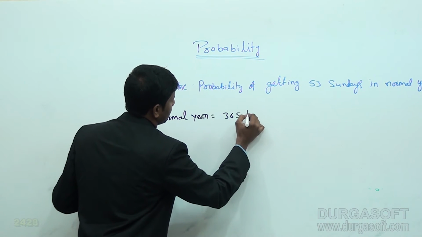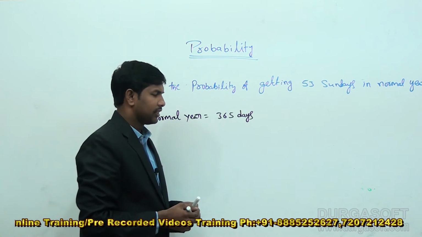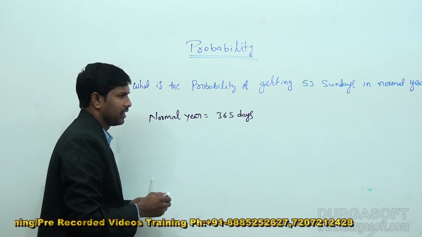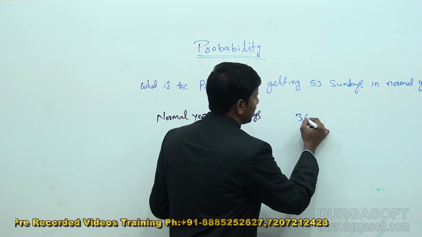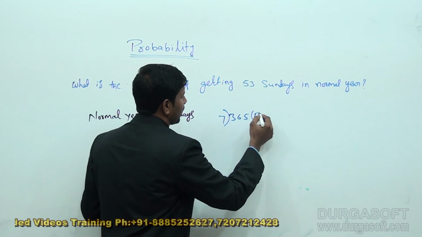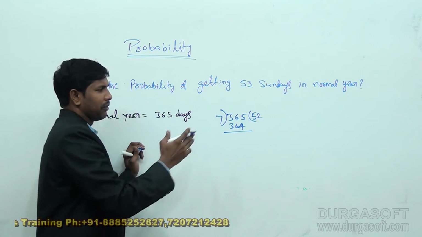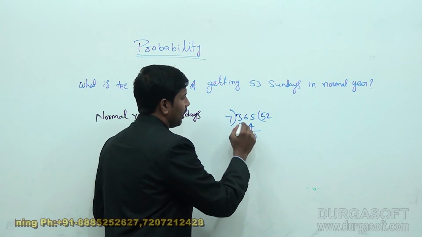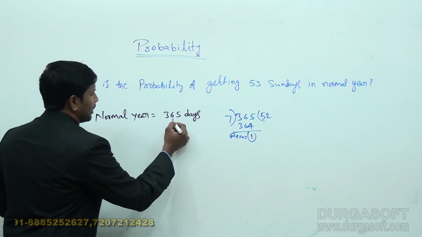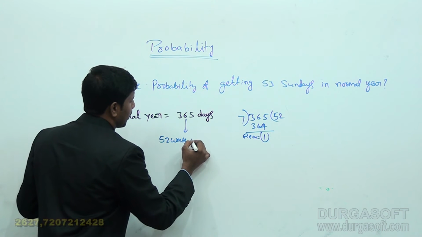having 365 days. So out of 365 days, how many Sundays can we generally expect? Now, the number of weeks: if you take 365 and consider the number of weeks, a week is nothing but 7 days. So when you calculate, you will get exactly 52 times 7, that means 52 weeks, and the remainder is exactly 1. That means a normal year can be written as 52 weeks plus 1 day.